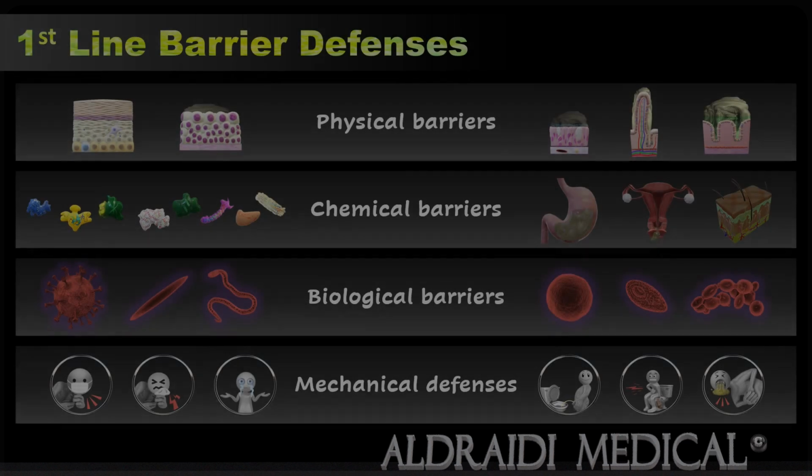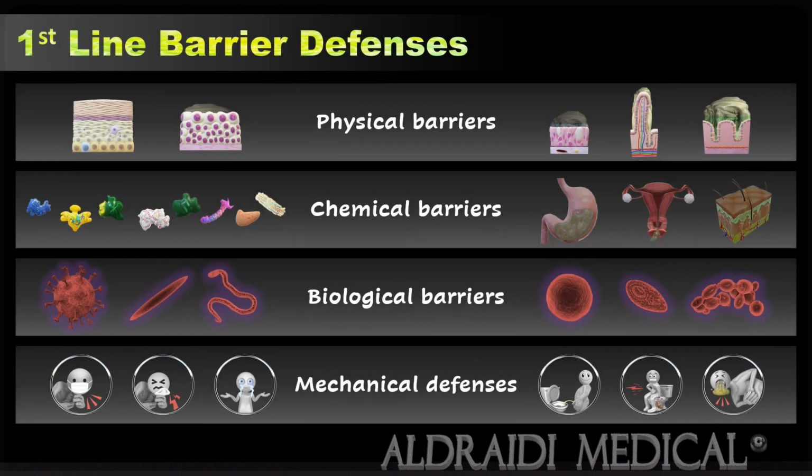So these are the innate barriers that form our first line of defense and basically prevent infection by blocking pathogens from entering the body. And an infection can occur only if a pathogen is able to breach and surpass those barriers.